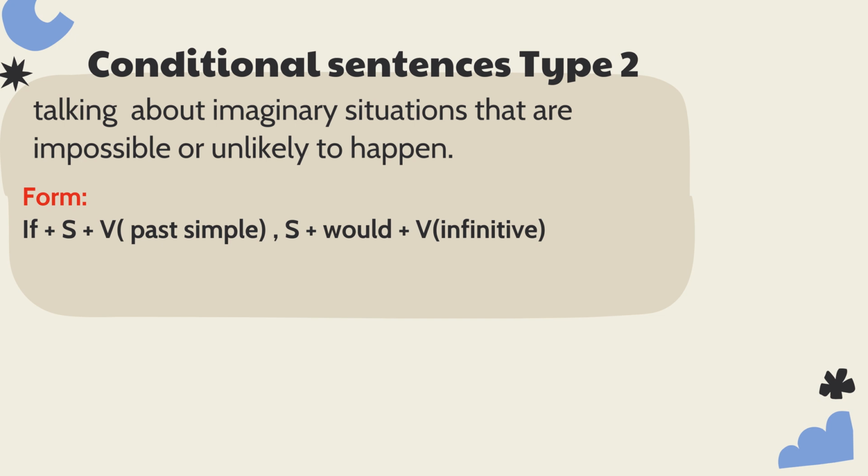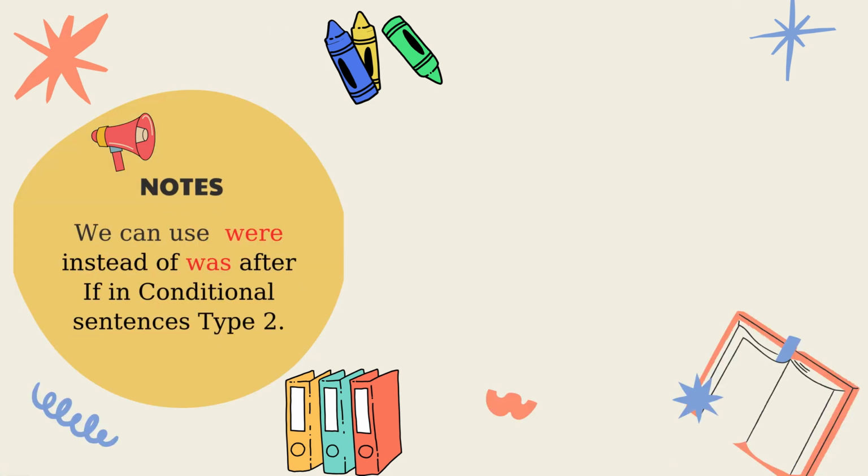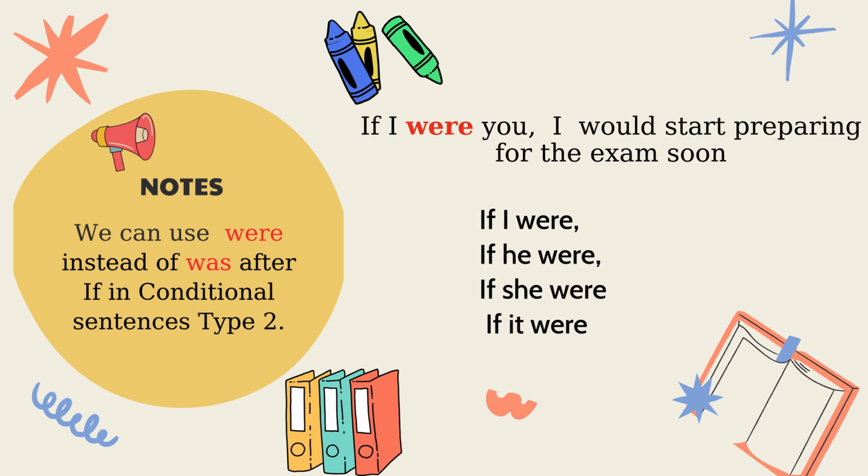Look at the structure as usual: if past simple, would infinitive. When if is followed by the verb be, it is grammatically correct to say if I were, if he were, if she were, and if it were. However, it is also common to hear these structures with was, especially in the he-she form. Notes. We can use were instead of was after if in conditional sentences Type 2. Look at the example. We can use were after the subject I in this sentence.